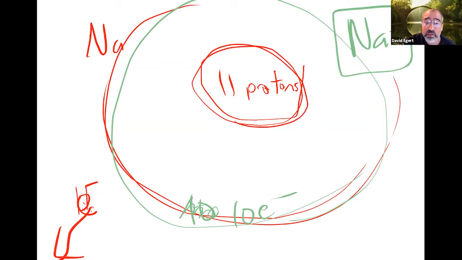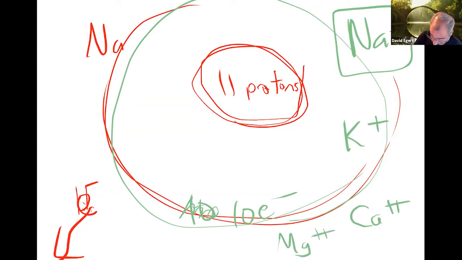Same thing with potassium. Potassium is going to be potassium plus. Calcium is going to be a divalent cation. Magnesium will be 2+. And again, we can write this also as Ca2+.